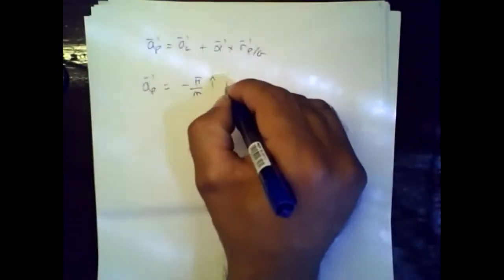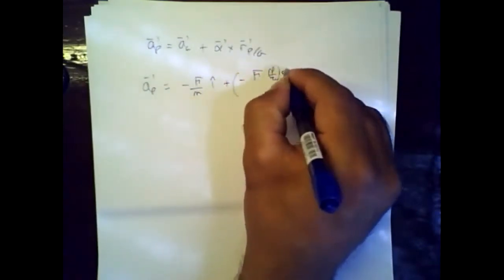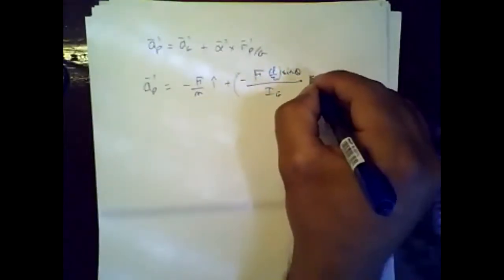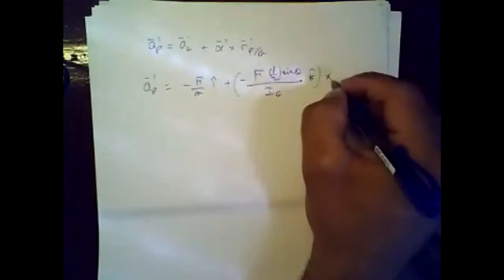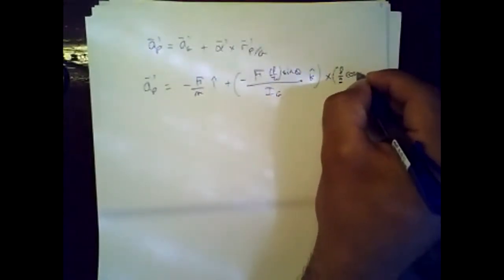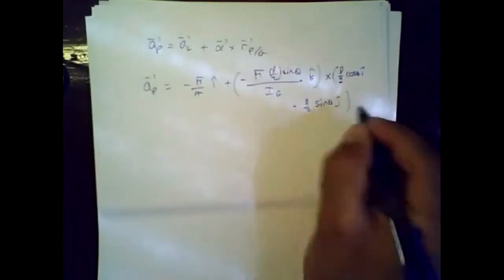So plus minus F L over 2 sine theta over IG, K cross RP with respect to G is going to be what? So L over 2, right? Cosine theta I plus L over 2 sine theta J, right? Which is this guy, right?